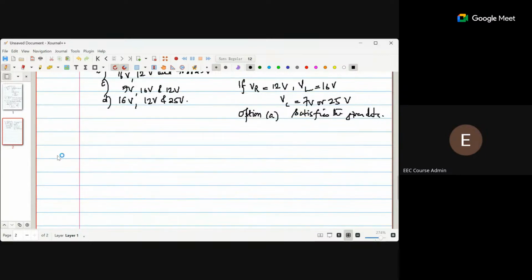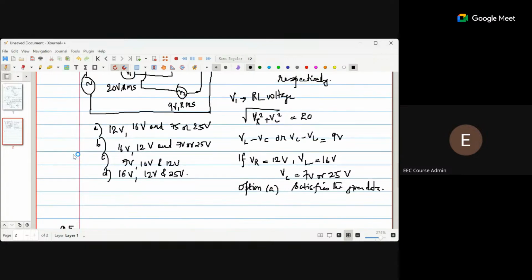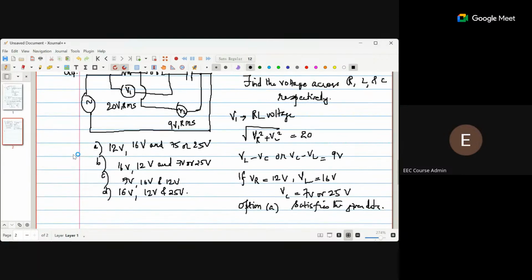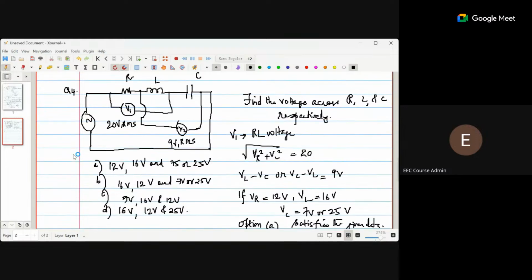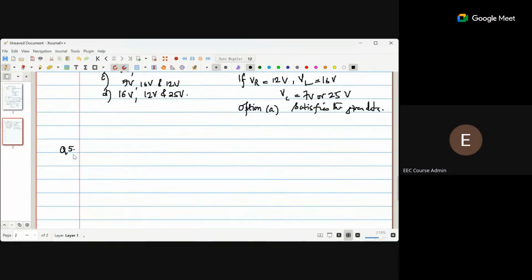Because we don't have any other data to figure out, we are just trying out the options given. We tried the first option and it is getting satisfied. You can check the others, those may not match exactly with the given data. Now let me move on to week 2, where we have network theorems.